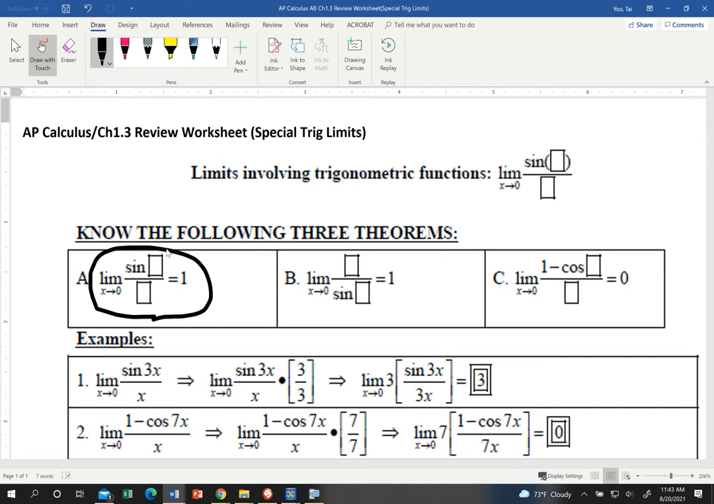Now, this formula only works if you have the limit as X is approaching 0, like that. So this is our very first one. You need to memorize 3 today. This is our first one. Second one is this one, part B.